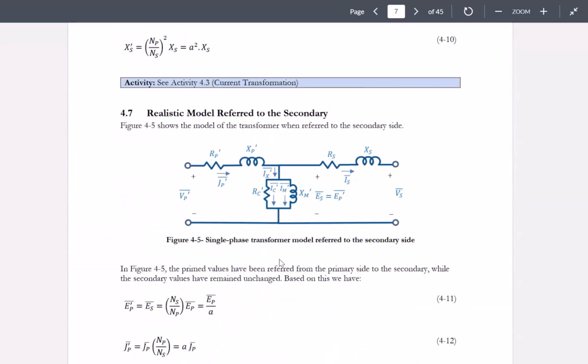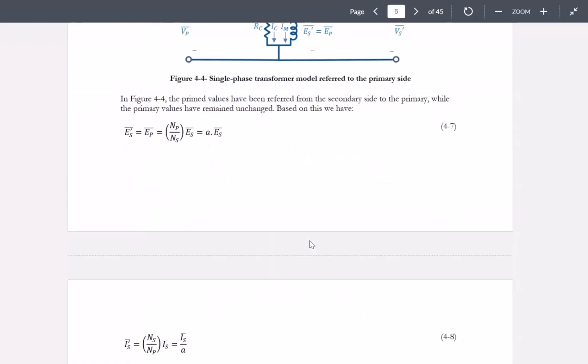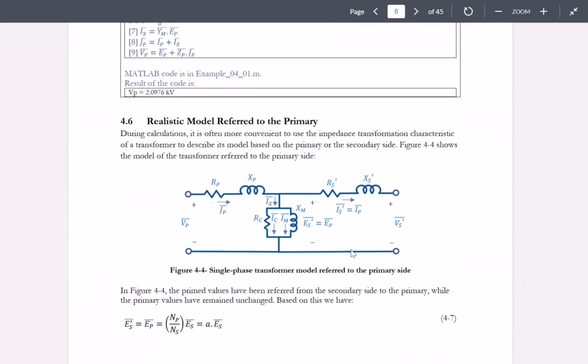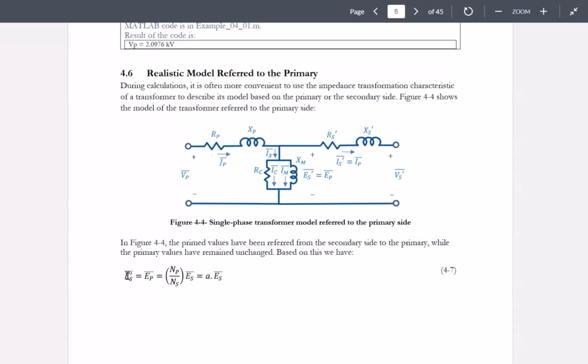We can do the same thing referred to the secondary side, which means that we can keep all the values and parameters that are on the secondary side as is, but take whatever was on the primary side to the secondary side and rename them as primed values. And there is a certain relationship between these primed values and their original values based on the turns ratio of the transformer. So in here, we also see that when we refer the model from the secondary to the primary side, not only IS prime becomes equal to IP, but also ES prime becomes equal to EP. So how do you write that?